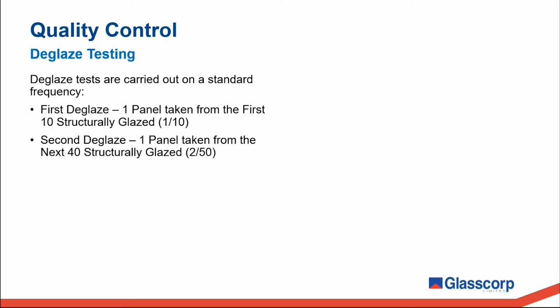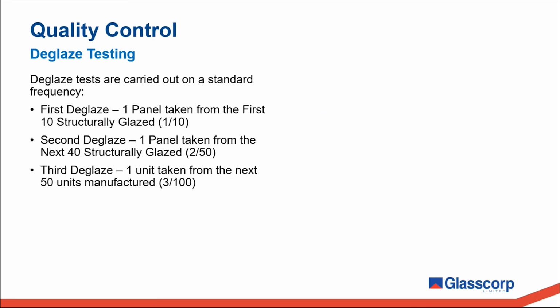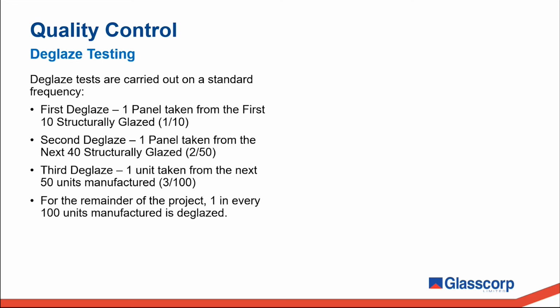The second deglaze is done on a panel from the next 40 structurally glazed, or simply put, anything from panel 11 to 50. The third deglaze test is done on a panel from the next 50 structurally glazed, or anything from panel 51 to 100. And then for the remainder of the project, just one in every 100 panels structurally glazed is used for a deglaze test. The reason we have more deglaze tests at the very beginning of the project is so that any potential systemic issues are identified and addressed as soon as possible.